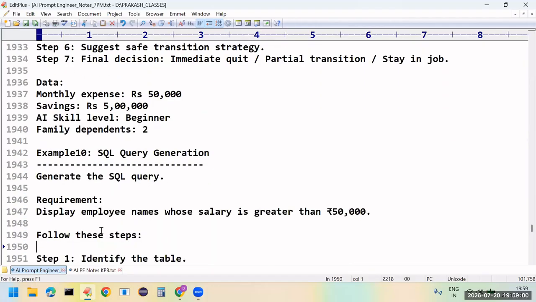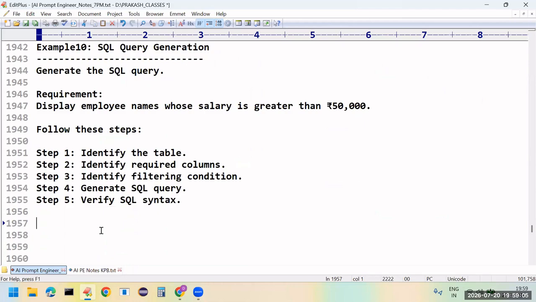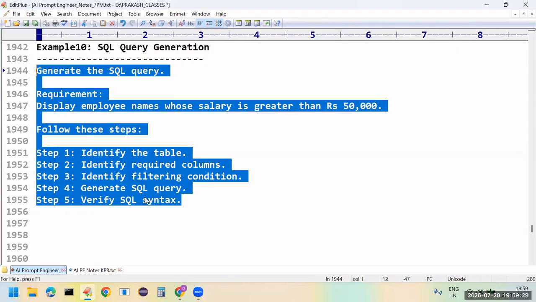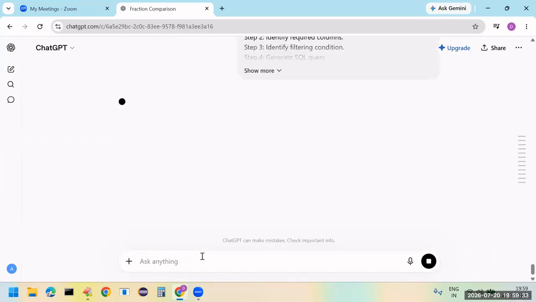Next, SQL query generation. Can you please generate a SQL query? The requirement: display the employee names whose salary is greater than 50,000. Of course, you know the answer for this. But follow the steps. Identify the table. Identify the required columns. Identify the filtering condition. Generate the SQL query. Verify the syntax. It will just validate those.